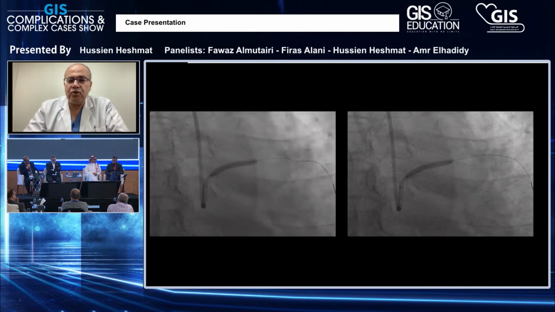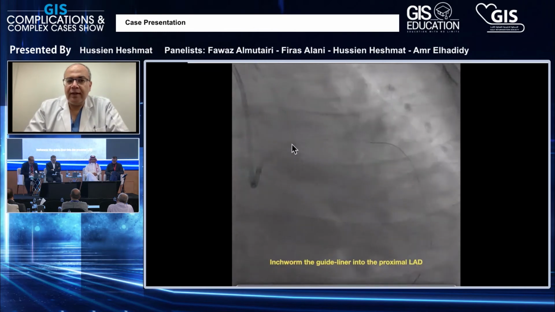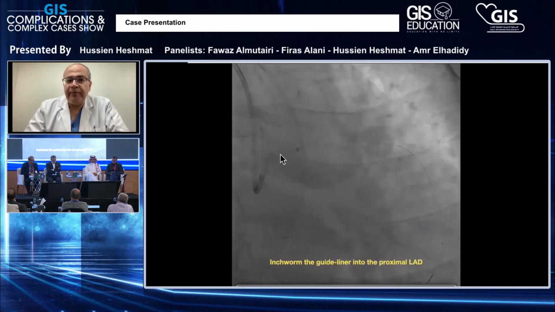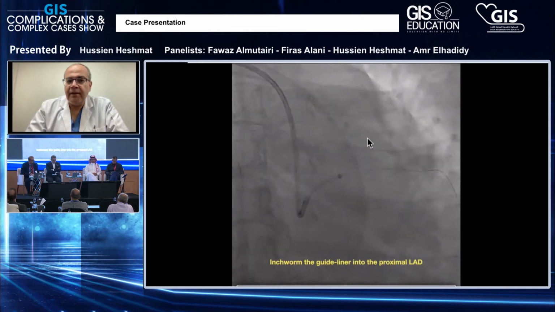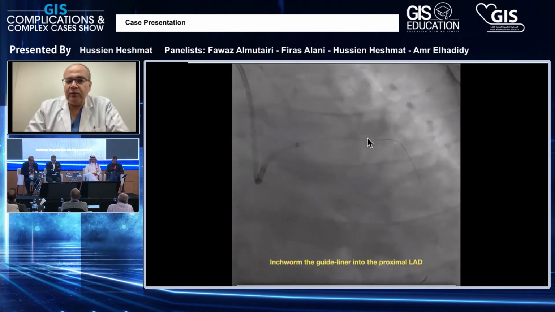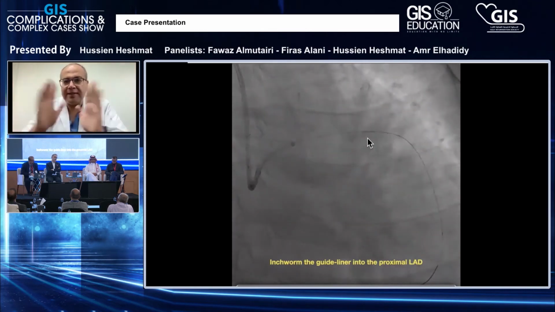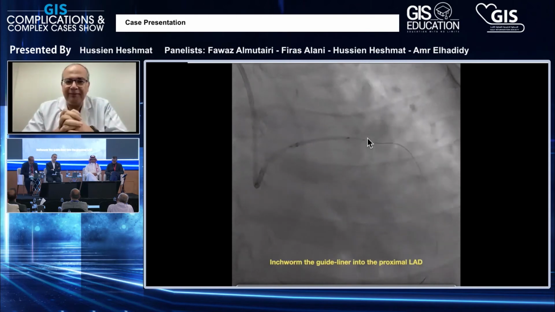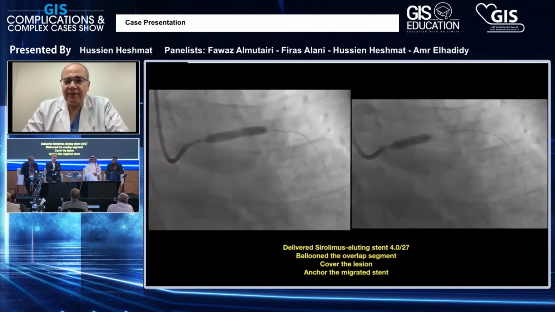And then we inch-worm advanced the guideliner. So the guideliner here, it's a bit funny, goes through the cells in the middle of the stent, and there's a guideliner well into the lesion. And we were able to deliver a stent. Now it's a balloon expandable traditional stent, an Ultimaster. And it covered the lesion, and we also anchored the stent.